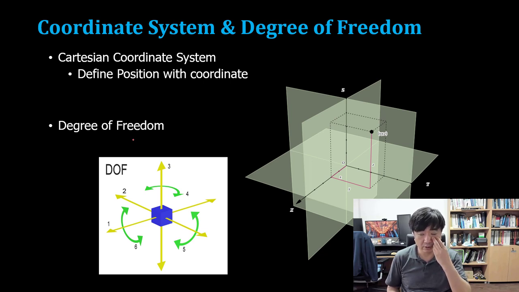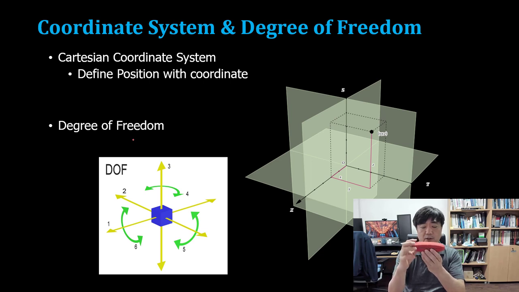some controllable independent variable. For example, if we have some kind of object, it normally has 6 degrees of freedom. Why? Because it can have an X, Y, Z position, the position of some point, and then it can have a direction, the orientation of the object.